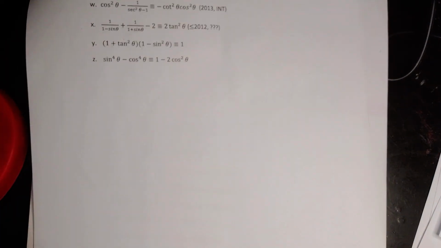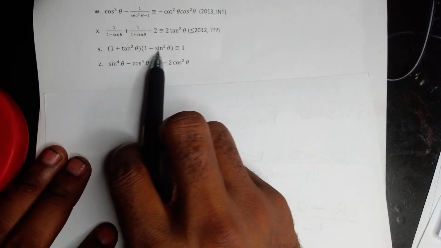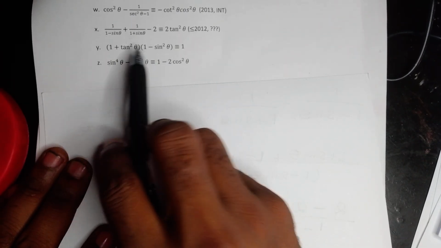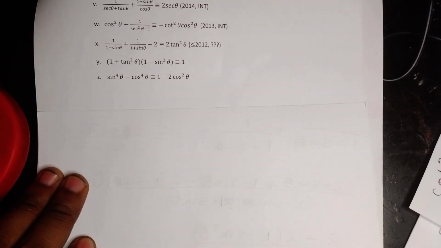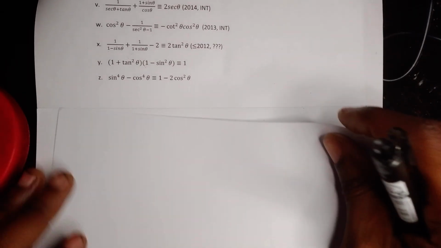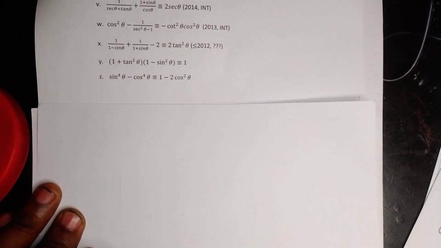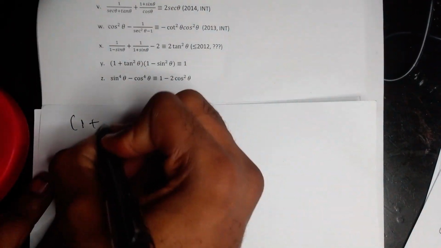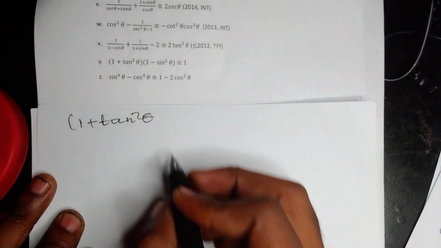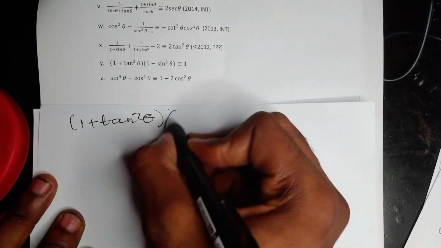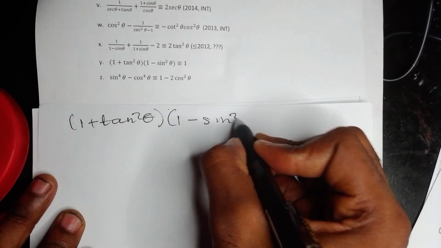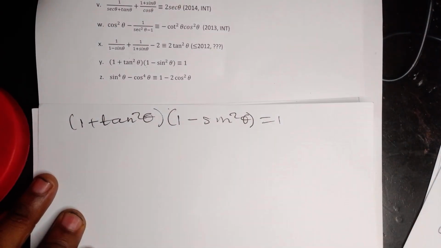So now we have the last two. So we want to show that the product of these two is 1. So to do that, maybe let me just use one of my old papers. So we can expand this by, okay, let me just write it down. 1 minus sine squared theta is equal to this.